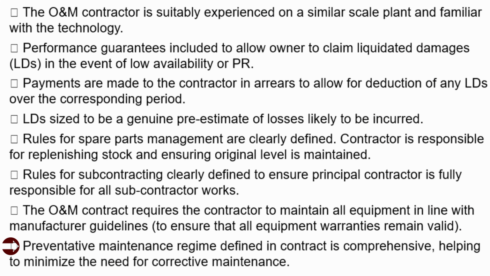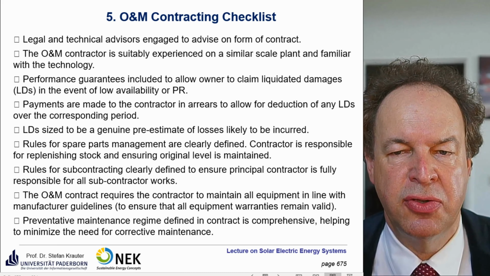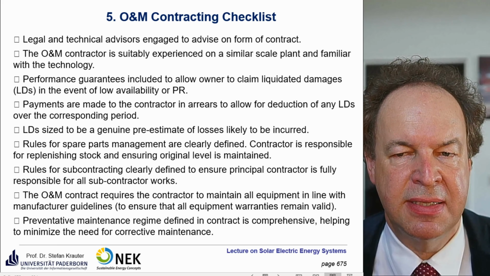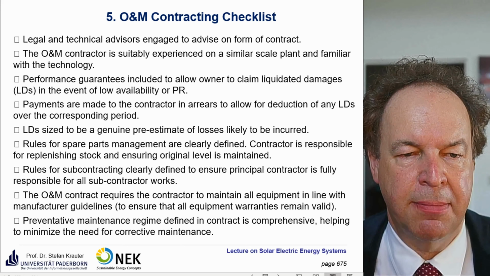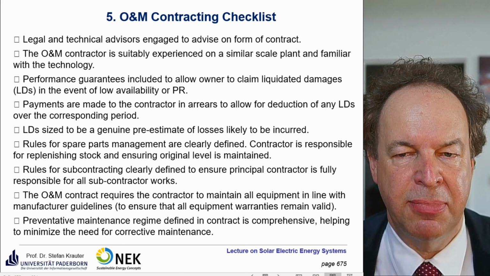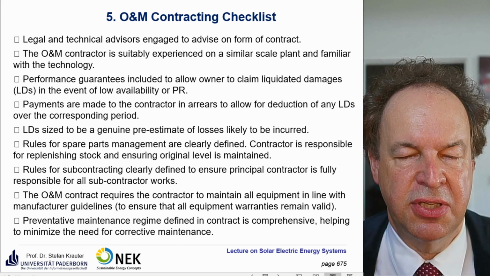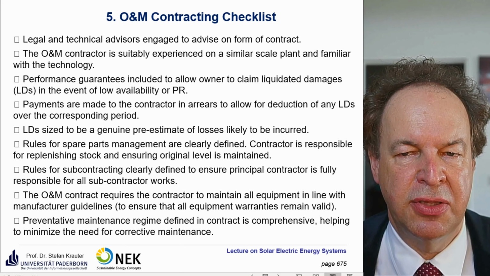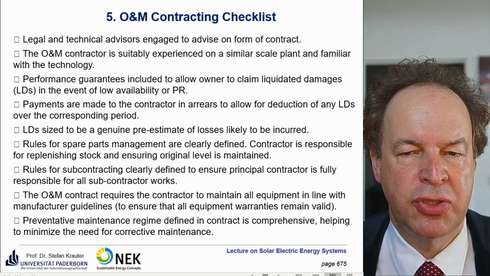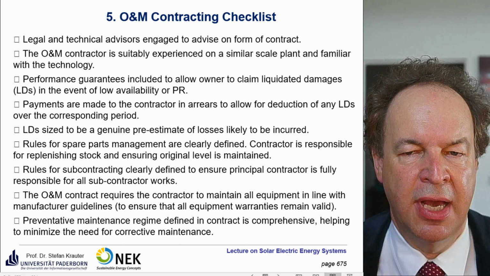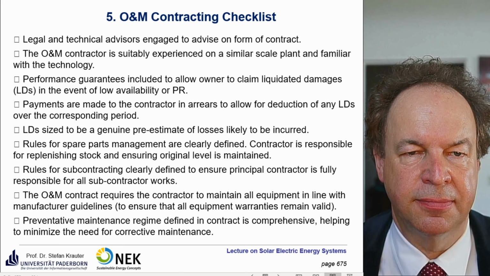A preventative maintenance regime defined in a contract is comprehensive, helping to minimize the need for corrective maintenance. With preventive maintenance, you usually don't have to switch off the power plants. It's quite foreseeable. But what happens if you have corrective maintenance, something happens and you don't know which component has to be substituted, and it takes more time, and during that time you also lose energy yield and money.